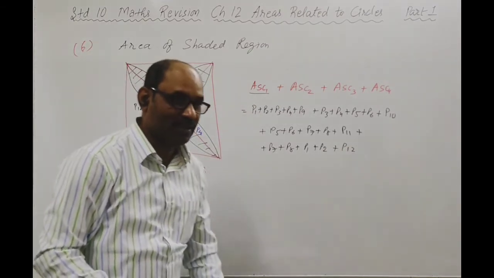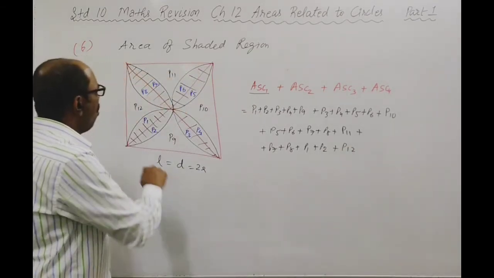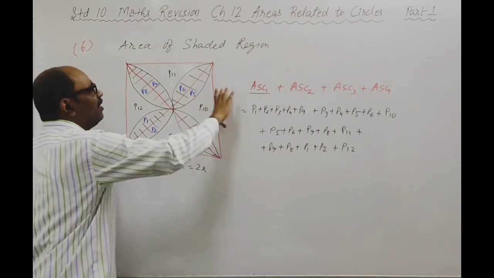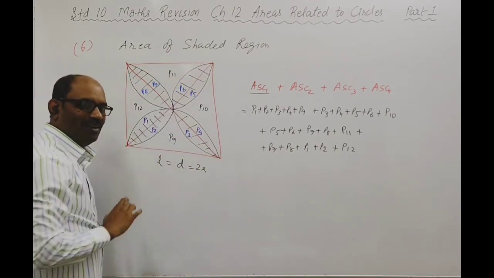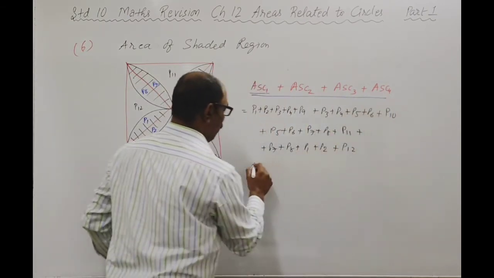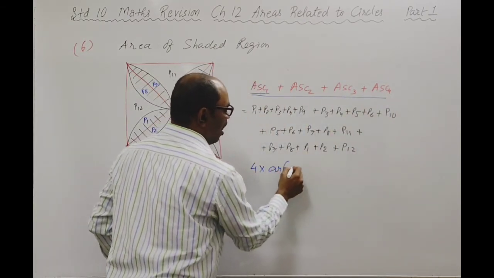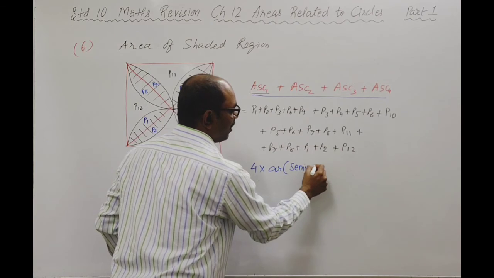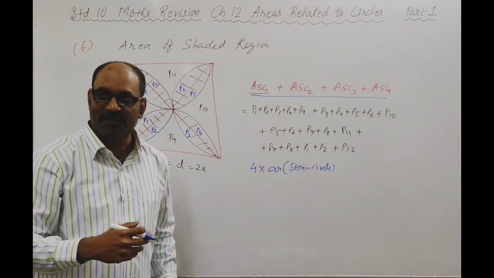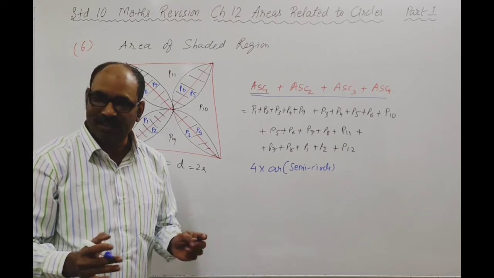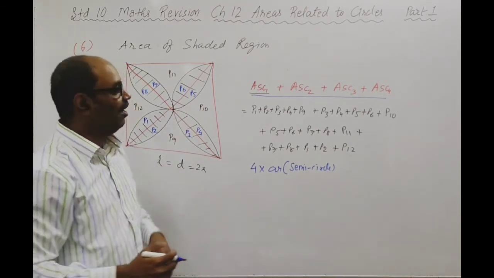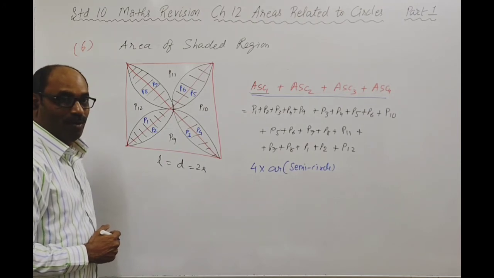Area of 4 semicircles is equal. Now, all these semicircles are congruent because their diameters are sides of the square. So this can be written as 4 times the area of a semicircle. Area of semicircle plus area of semicircle plus area of semicircle plus area of semicircle is 4 times the area of a semicircle because all semicircles are congruent. Are you getting me? Now see what I am doing.